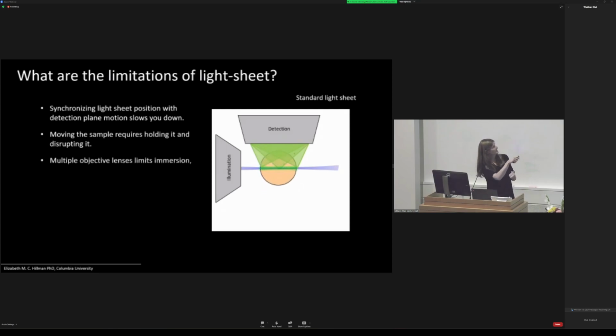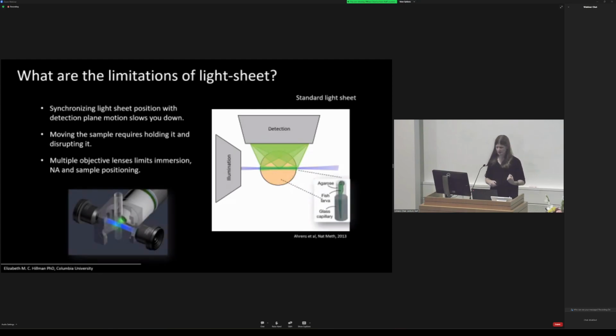You also have all these lenses around the outside, and so a lot of the systems that you currently can use Lightsheet for have very complicated ways of holding the samples and hovering them in between these different lenses, and it puts a lot of limitations on the kinds of lenses that you can use.